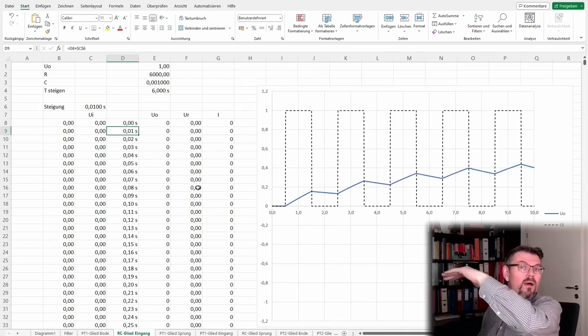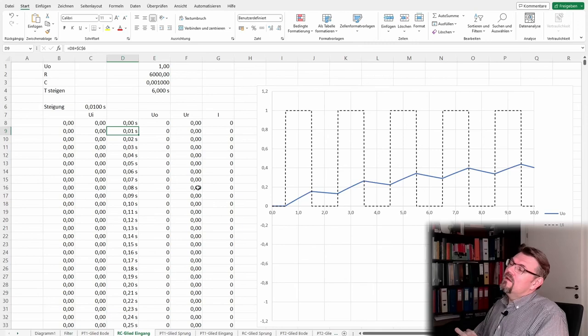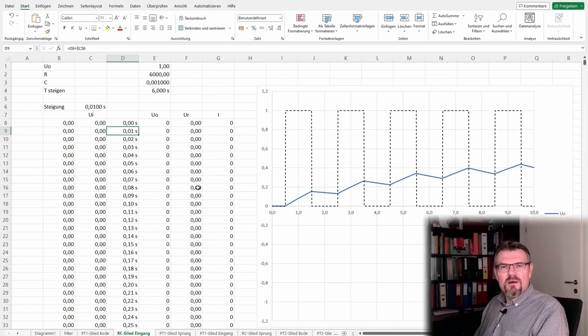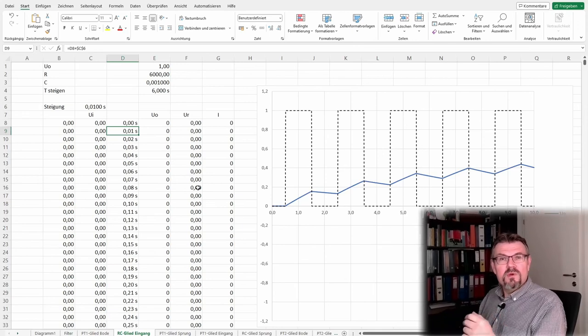Up, up, up, up, up, and then we will end up in a stable swing. So you see, depending on the filter time constant, frequencies may pass or may not pass. But what frequencies are passing? What frequencies may not pass?